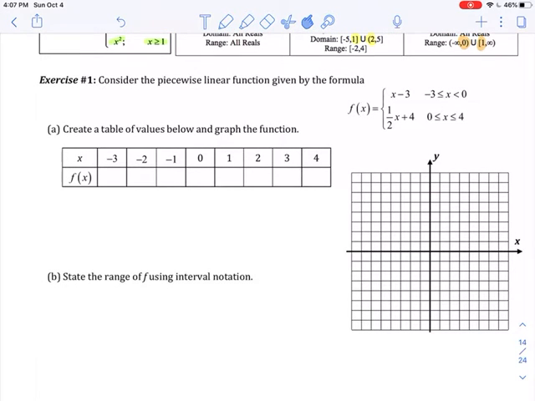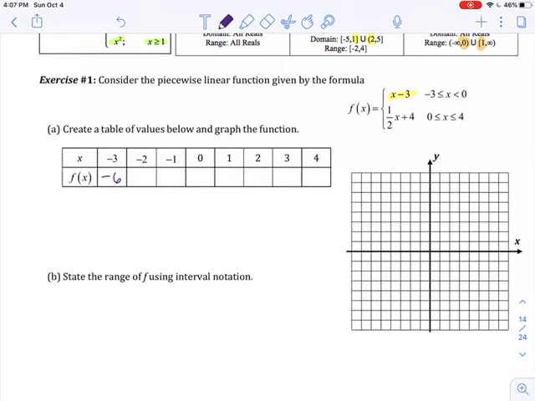So if you're looking at example exercise 1, we'll do this one together. Consider the piecewise linear function given by the formula f of x equals x minus 3. So for all the values of x that are less than 0 or greater than or equal to -3, I'm going to use, let me get my highlighter here, let me use yellow. I'm going to use this one right here, x minus 3. So basically, when x is negative 3, I'm going to plug in negative 3.